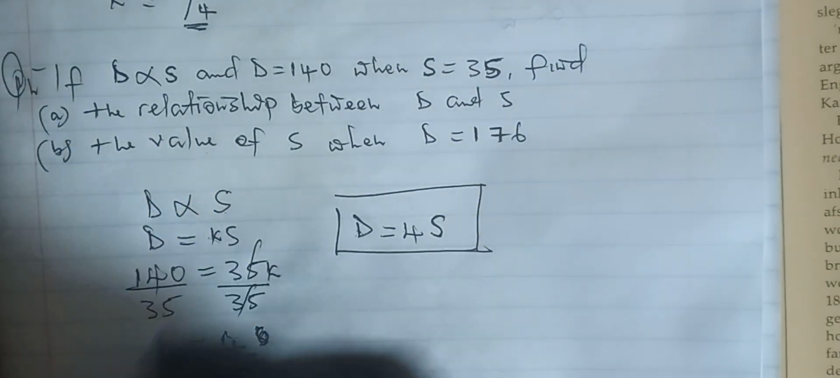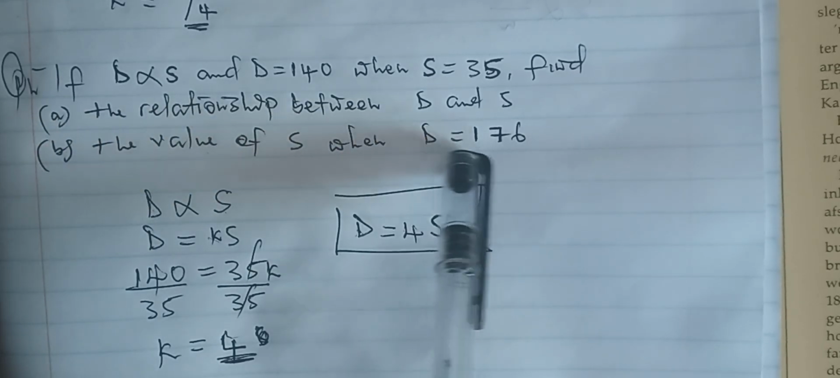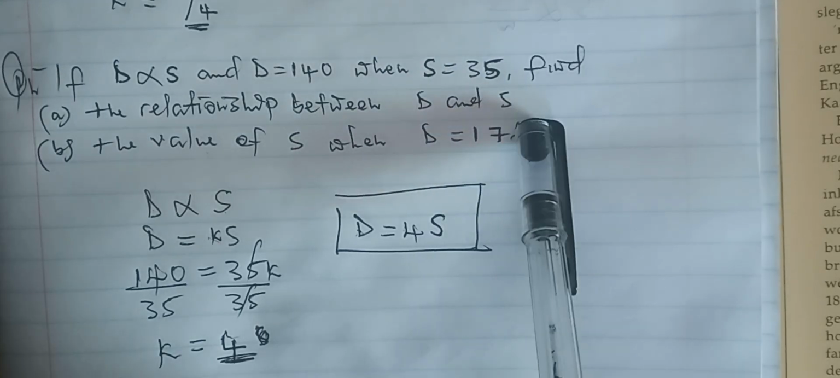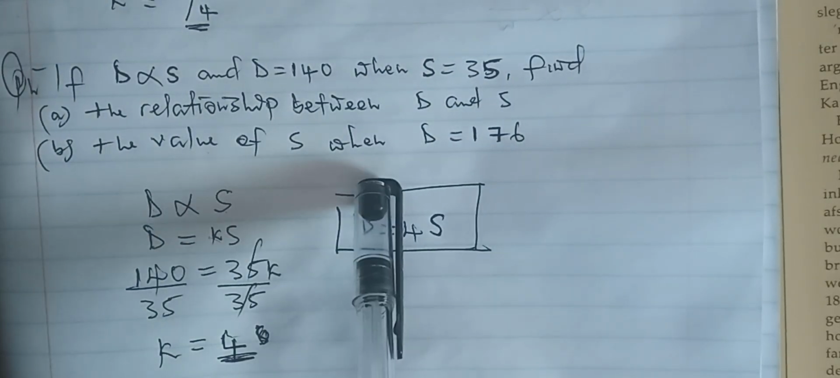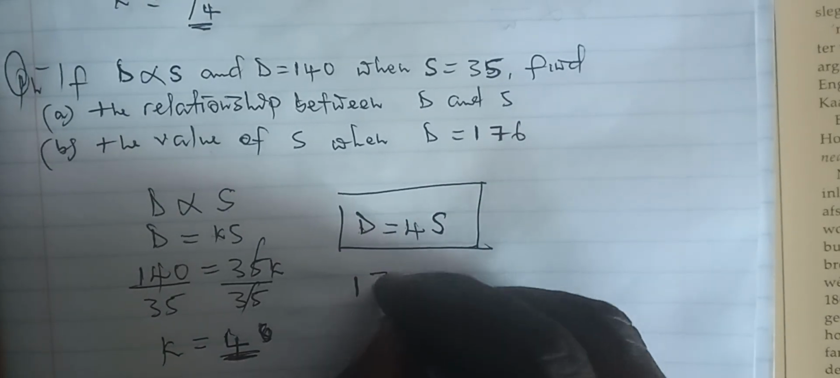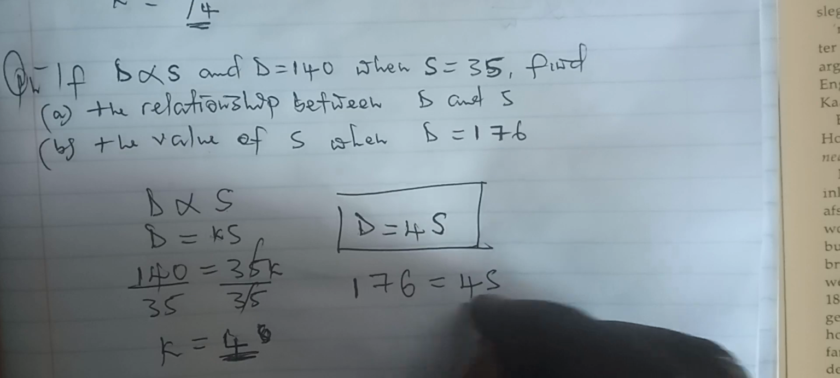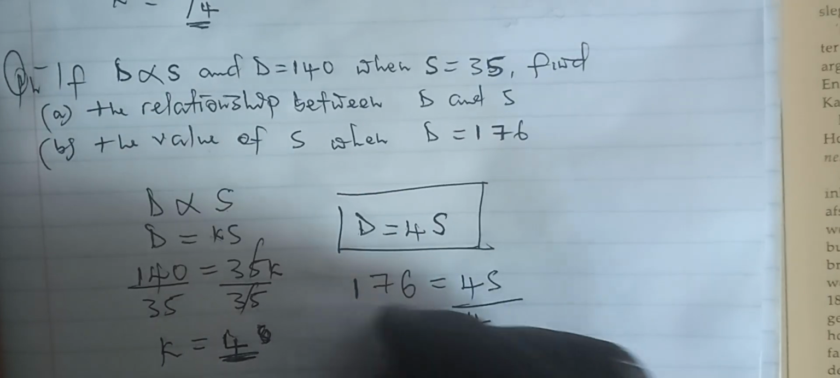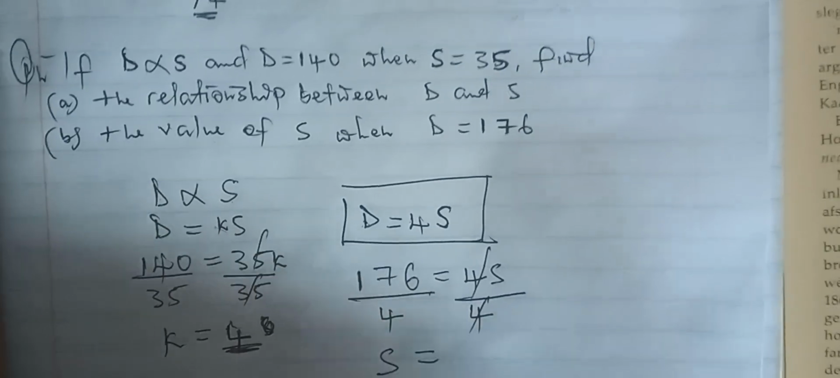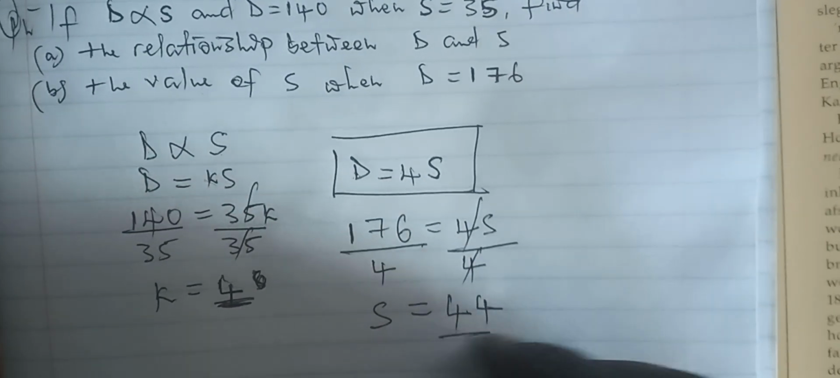So answering part B of the question, which is saying find the value of s when d is equal to 176, we are simply going to substitute this 176 in our formula and then solve for s. So it is going to be 176 is equal to 4s, and then divide both sides by 4 so that we find the value of s, which is going to be 44.